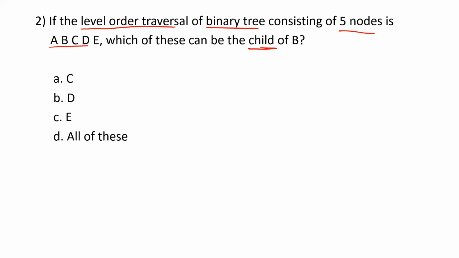Now, see, first of all, what do you mean by level order traversal? In order to answer the entire question, you have to know the meaning of all these keywords. Now we'll start with the most basic one. So basically, what is a binary tree? A binary tree is a tree which can have two children, one child, or no children at all, right?